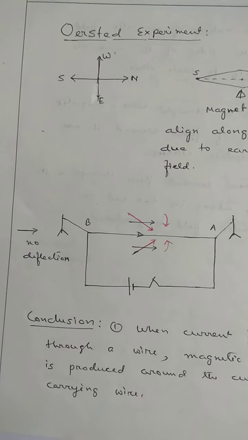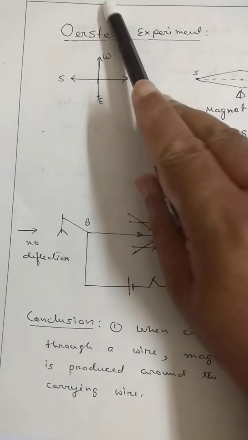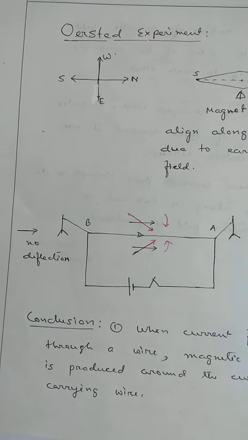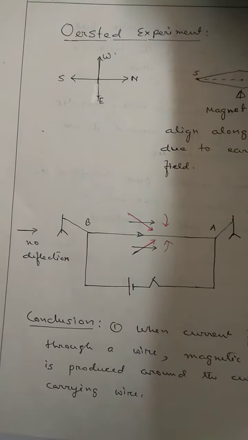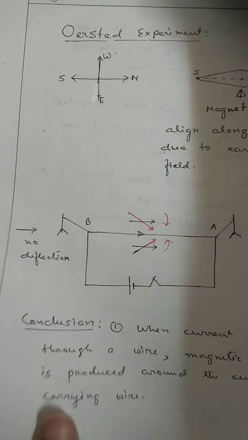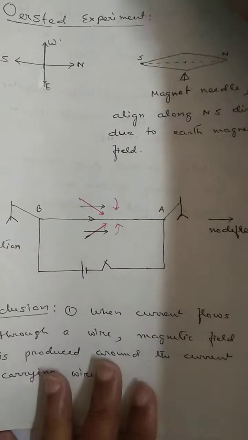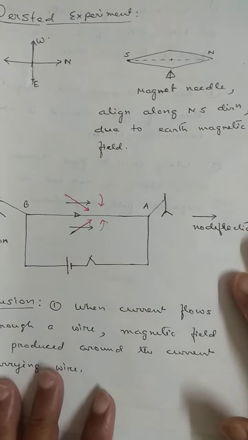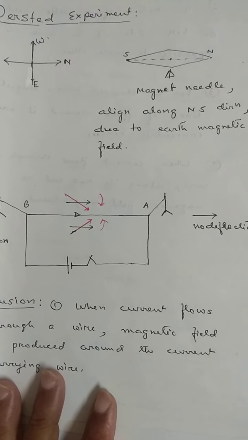This is the first class of magnetic effect of electric current. The first topic is Oersted experiment. The basic part of Oersted experiment is already done in class 10.